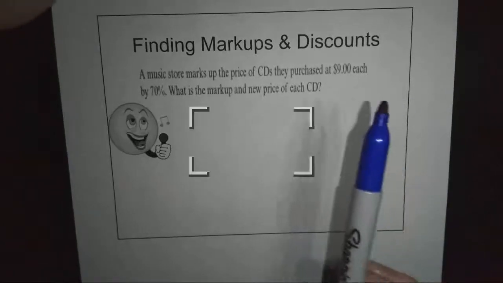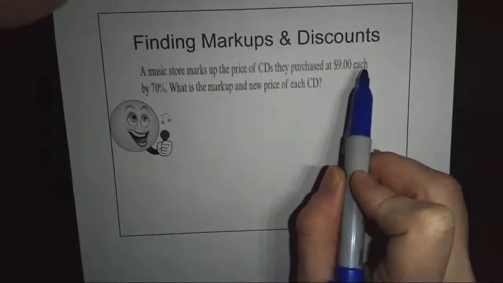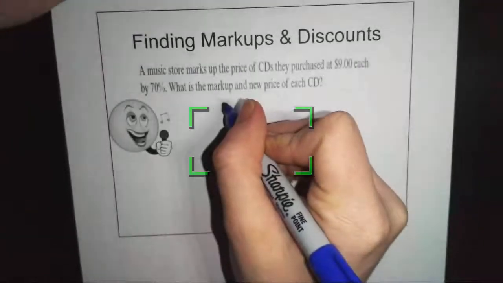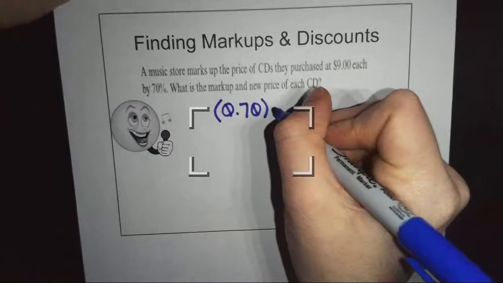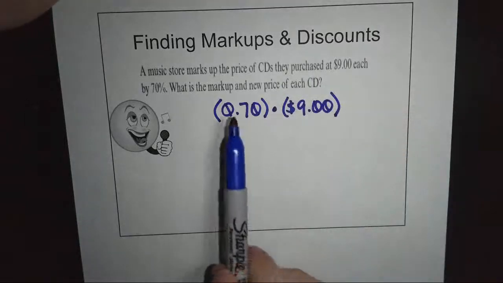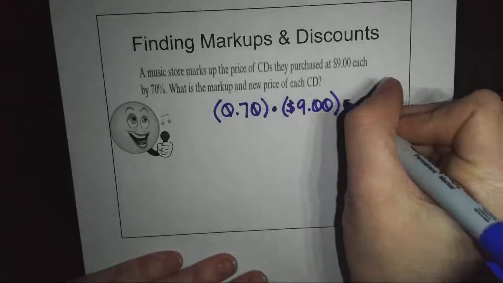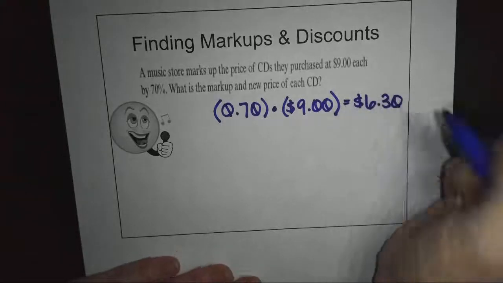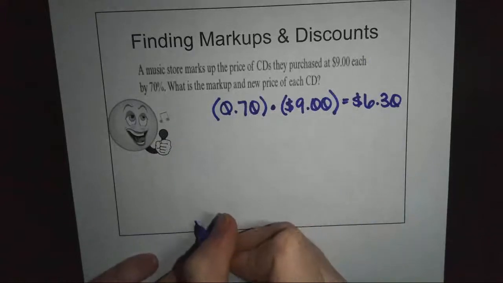So the first thing we need to do is find out what is 70% of $9. So I'm looking for what is 70%, and when I write 70%, I write it as a decimal, 0.70, of, which I know means times, $9. All right, so I need 70% of $9 to give me my markup. 70% of $9 is $6.30. So since they mark up by 70%, the markup is $6.30.